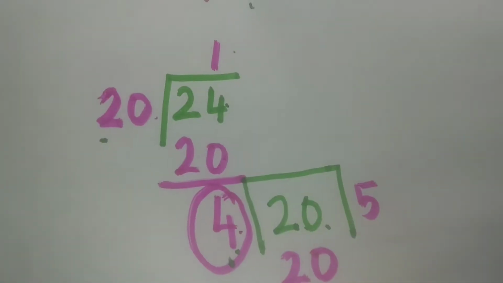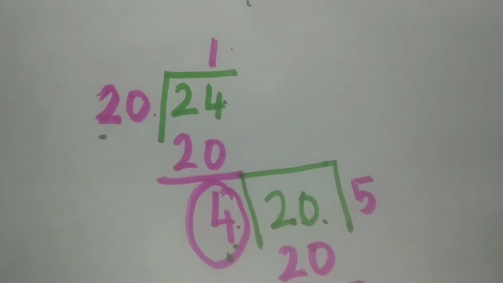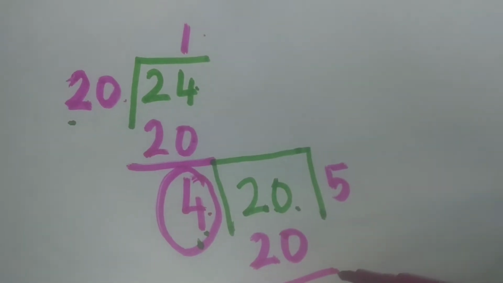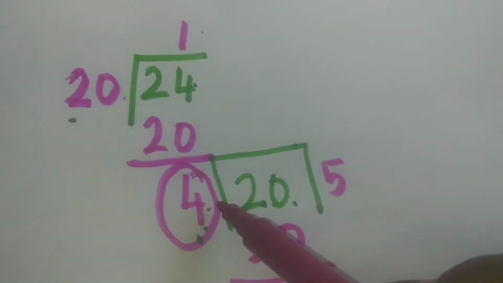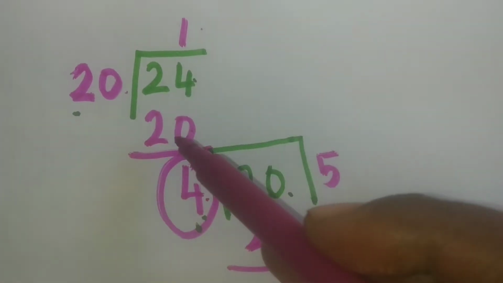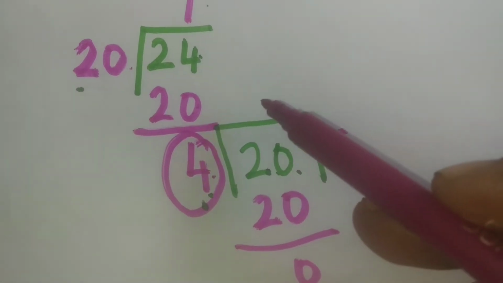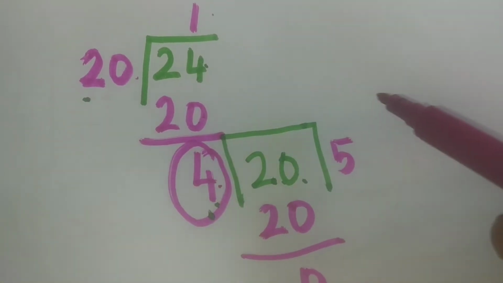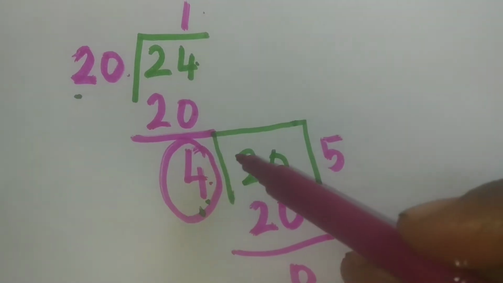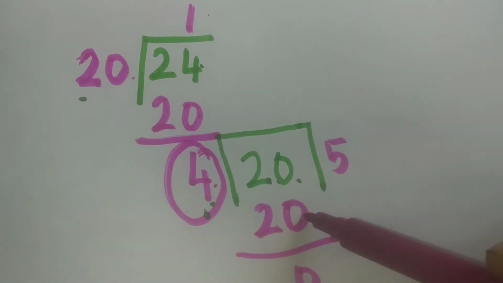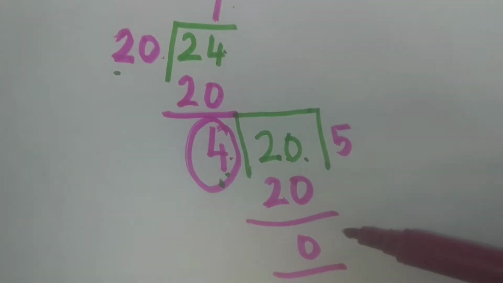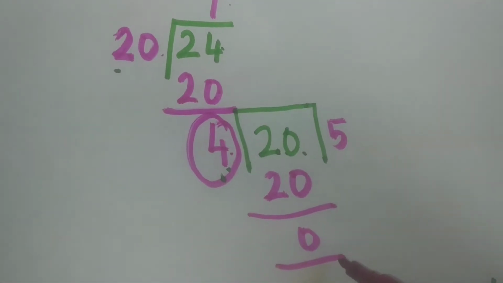We are going to find the highest common factor, isn't it? So we are going to divide the divisors. So what do you get? 4 5s are 20, isn't it? So already the number is there here, so I am not going to write the quotient here. I am going to write the quotient side by side. So 4 5s are 20. So 20 minus 20, what do you get? 0. So we get the remainder as 0.